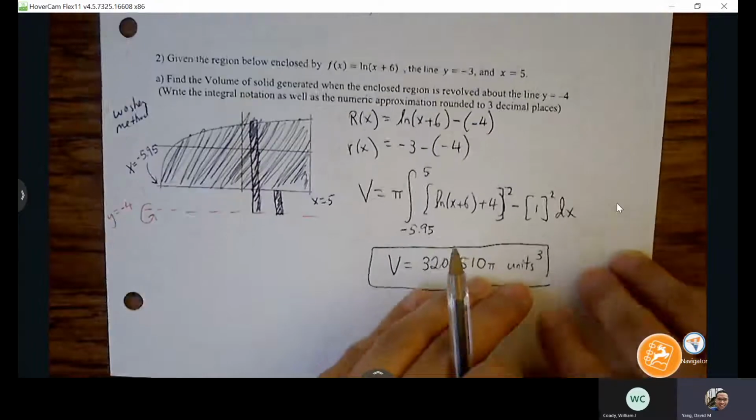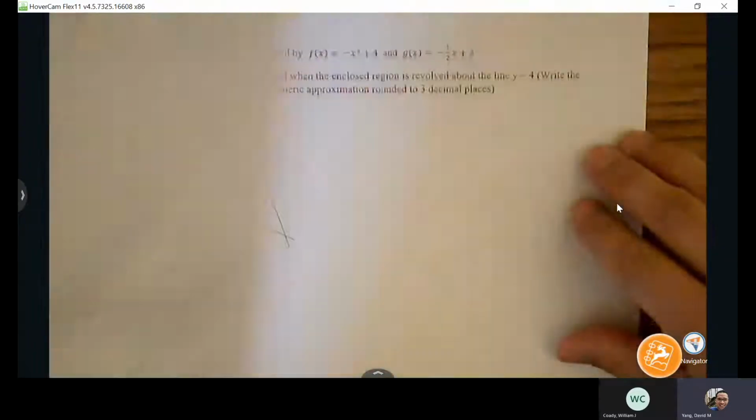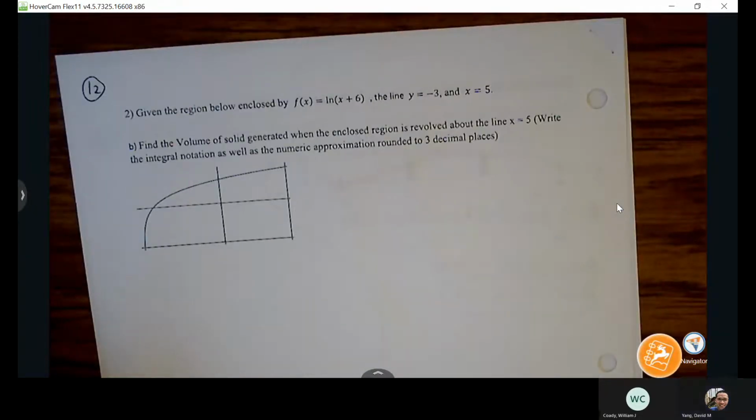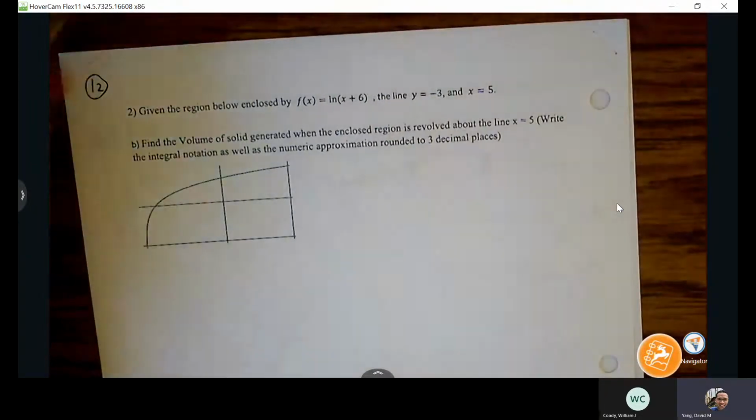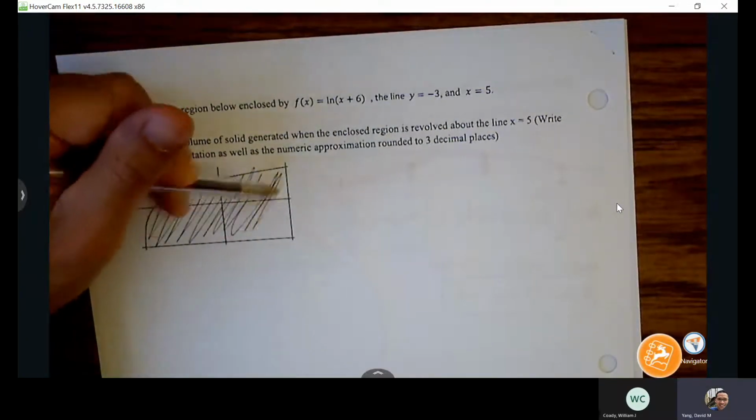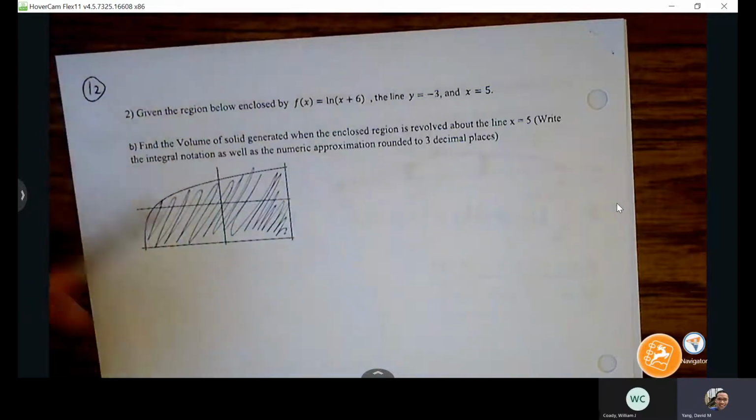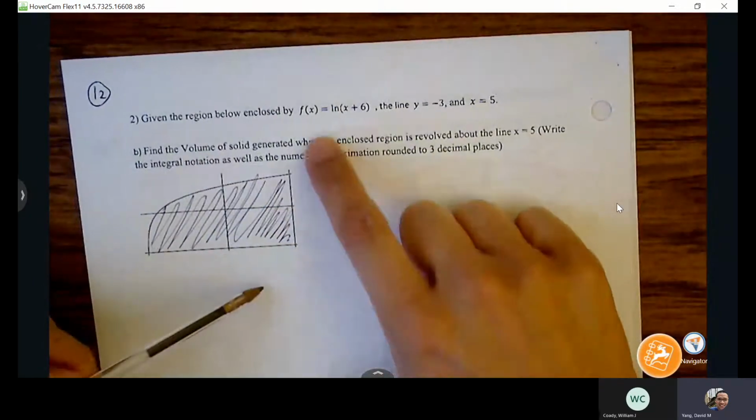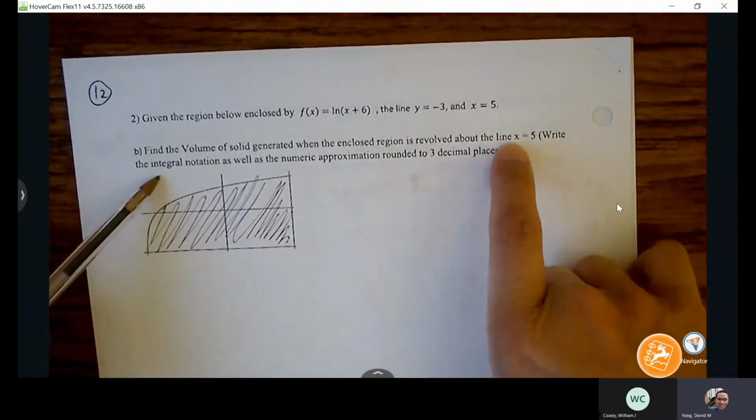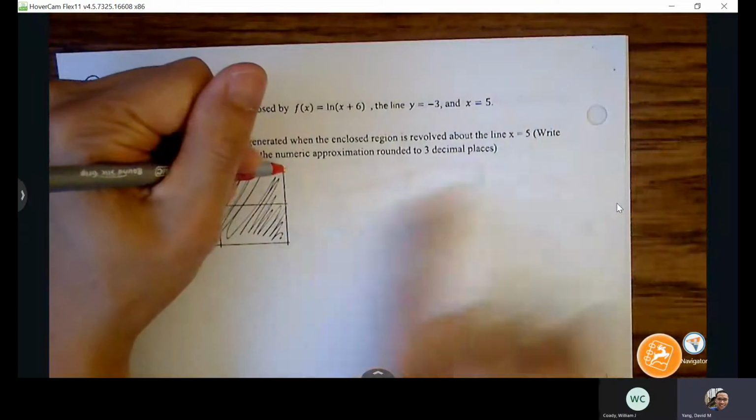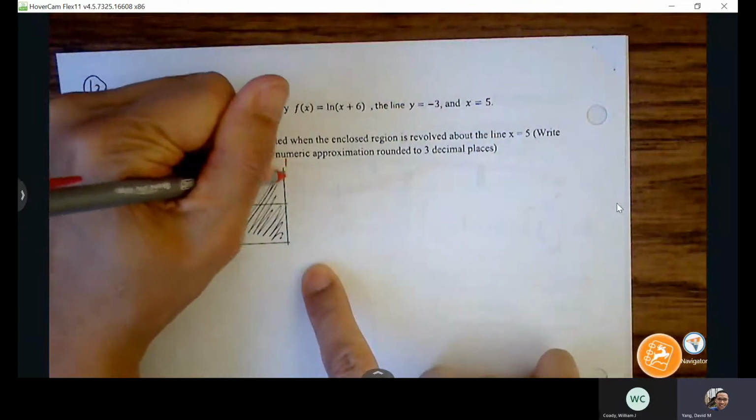Okay, next page. Same shaded region. Got the natural log of x plus 6. You have the y equals -3. You have x equals 5. But now you're rotating around the line x equals 5, which is the same as this boundary.